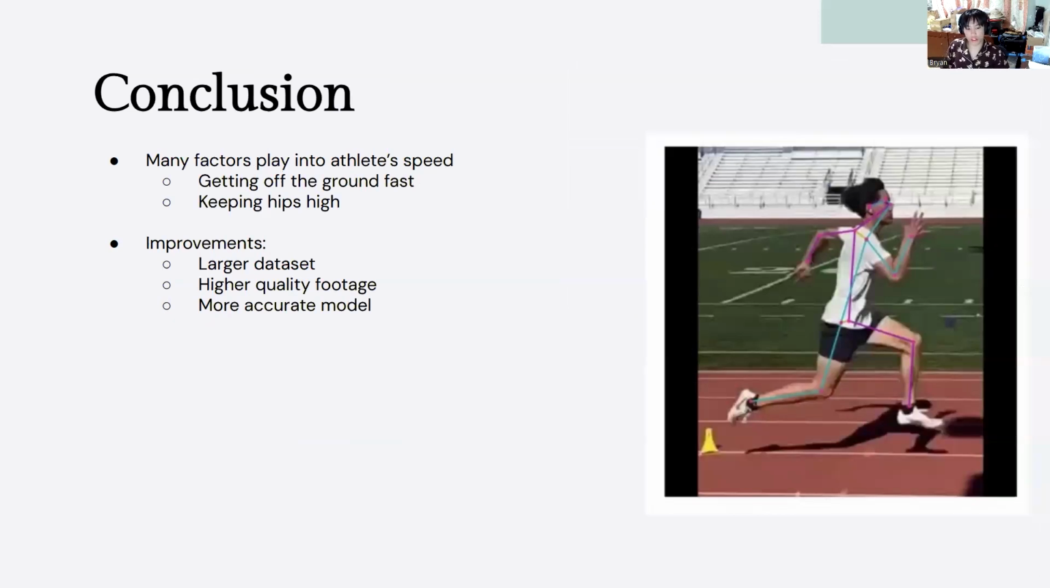In conclusion, we decided that many factors played into determining sprint speed, such as getting off the ground fast and keeping the front hips high at top speed. But ultimately, the fastest athletes come from years of hard work and dedication to the sport. This project was really fun, but there were some improvements that could be made. The project used a very small data set, so if a larger data set were given, more accurate results could be produced. Higher quality footage could also be collected, and a more accurate model for pose estimation could also lead to better results.